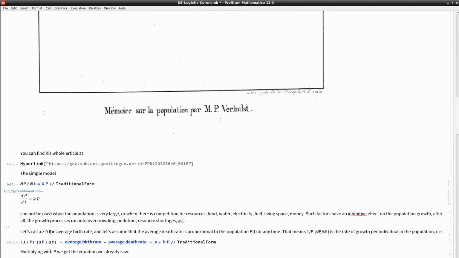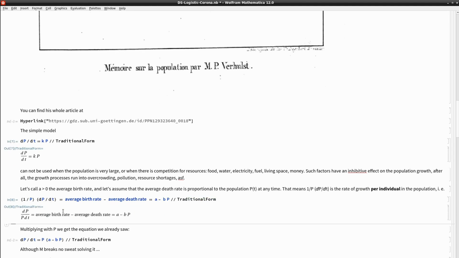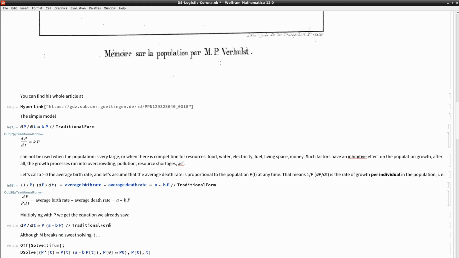So let's call A larger than 0 the average birth rate, and let's assume that the average death rate is proportional to the population P of t at any time. That's realistic, because people dying are a proportion of the existing population. That means 1 over P times the differential dP over dt is the rate of growth per individual in the population. And we just set this up as an equation. We say that this differential is the average birth rate minus the average death rate, and that comes out to be A minus BP. And multiplying with P, we get the equation that we already saw earlier today.